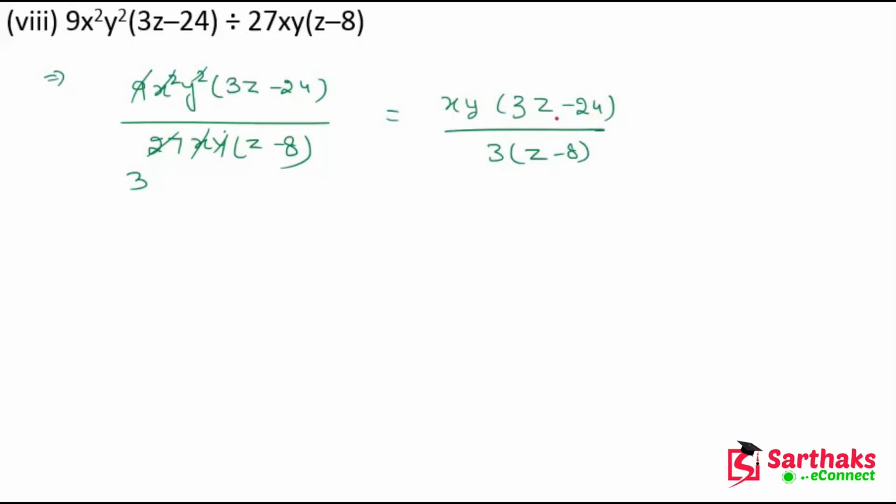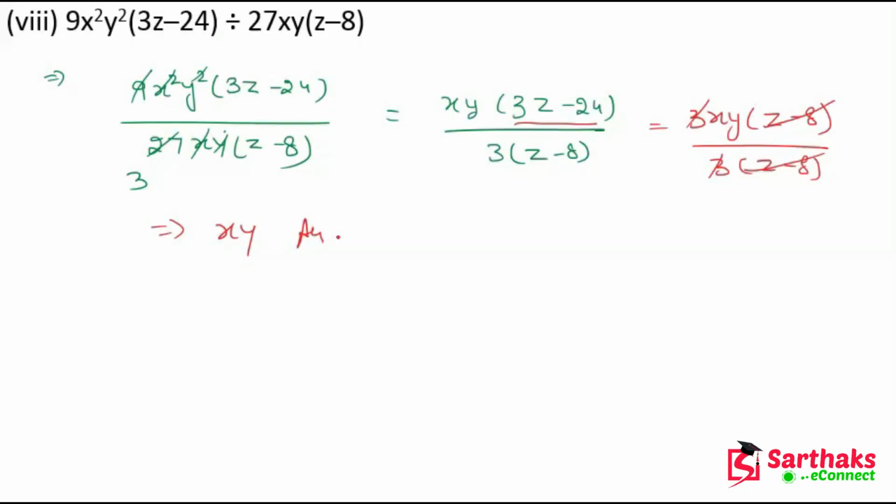Now if we take 3 as a common from this, so here we get 3xy, and in the bracket this will become z minus 8, and in the denominator we have 3 into z minus 8. Now this z minus 8 and this z minus 8 is cancelled, and this 3 and this 3 is cancelled. So here we get x into y. So this is the answer.